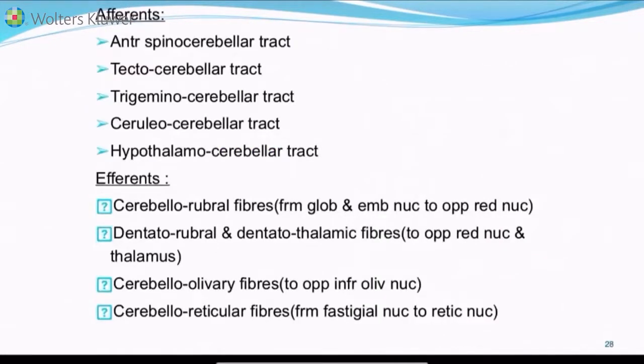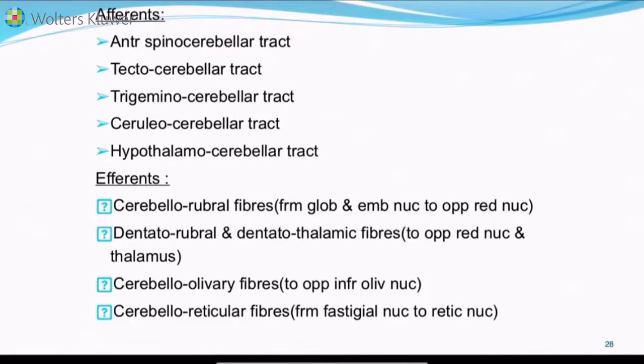The afferents that are coming into the cerebellum through superior cerebellar peduncle are anterior spinocerebellar tract, tectocerebellar tract, trigeminocerebellar tract, cerebellocerebellar tract, hypothalamo-cerebellar tract. The efferents going out of the superior cerebellar peduncle from the cerebellum are cerebello-rubral fibers from globose and emboliform nucleus to opposite red nucleus. Cerebello-rubral refers to red nucleus of midbrain. That's why these fibers are from globose and emboliform nucleus to opposite red nucleus.